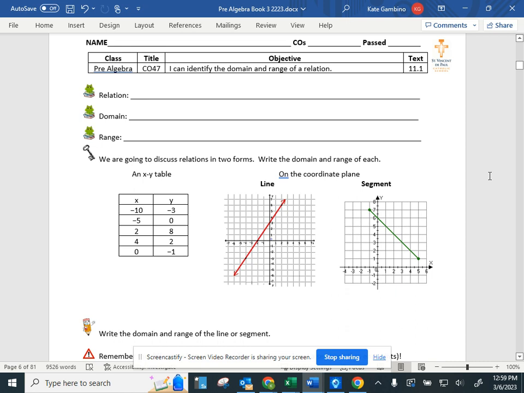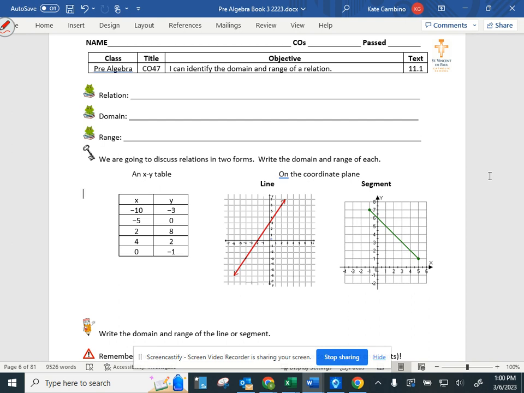Good afternoon. We are continuing with our functions and we're going into the graphing part of it. So we were working on those function tables and being able to set up function tables. Now we're doing CO47. I can identify the domain and range of a relation. So we're going to see what domain and range mean, what a relation is, and what the domain and range are. So we need to get some definitions down so we can really start to understand how we're going to do this math.